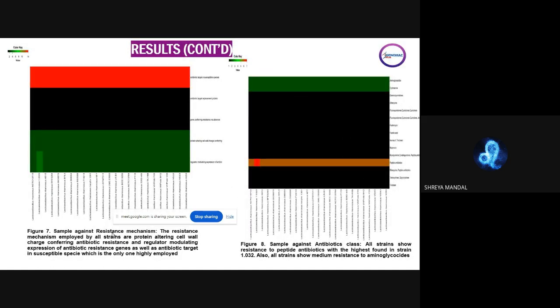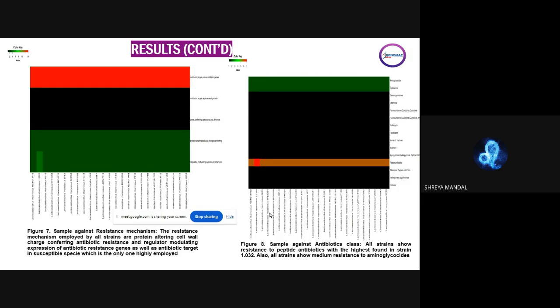Sampled against the resistance mechanism in this map, we can see the resistance mechanisms employed by all the strains are the protein altering cell wall, conferring antibiotic resistance, and the regulator modulating the expression of the antibiotic resistance gene, as well as the antibiotic target in susceptible species, which is only one highly employed. And samples against the antibiotics: these are the groups of the antibiotics, and these are the samples.